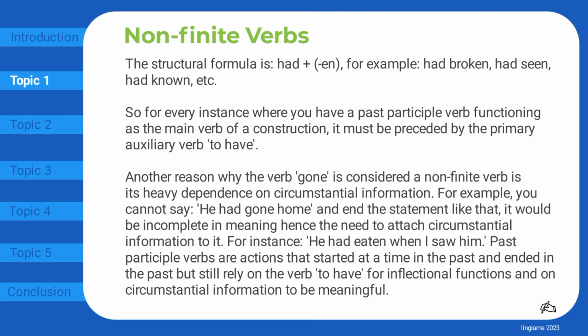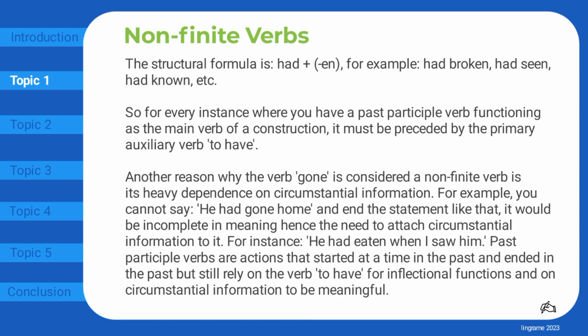Another reason why the verb gone is considered a non-finite verb is its heavy dependence on circumstantial information. For example, you cannot say, he had gone home and end the statement like that. It would be incomplete in meaning, hence the need to attach circumstantial information to it. For instance, he had eaten when I saw him. Past participle verbs are actions that started at a time in the past and ended in the past but still rely on the verb to have for inflectional functions and on circumstantial information to be meaningful.